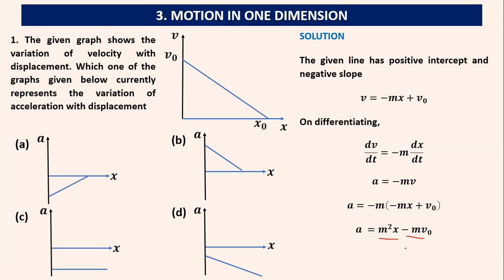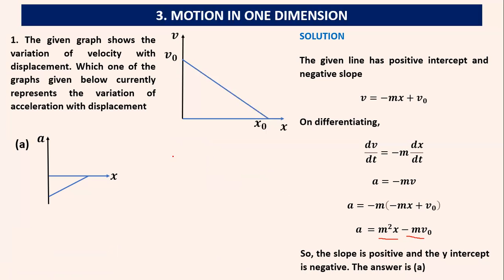So out of these four graphs, the option A has an uphill. When it has an uphill, it has a positive slope, right? And it has a negative y-intercept. So the option A is correct.